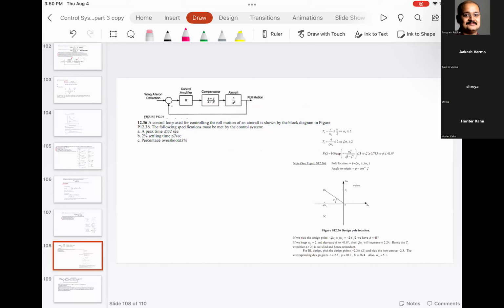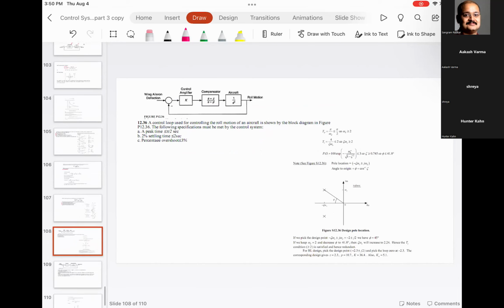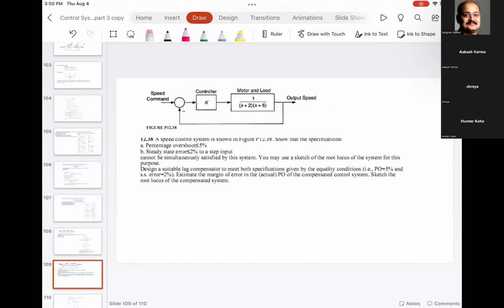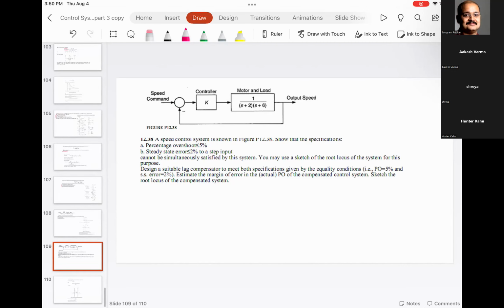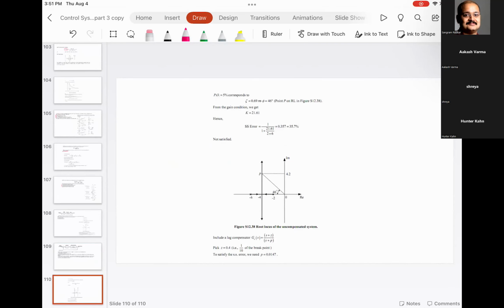And then there is one more problem, 12.36, which is again on compensator design. I have solved this problem by hand, but please try to work out this problem with the MATLAB tool that I showed you. If you have any questions, I will work this problem again in class next time. There is a last problem, which is a speed control problem, where we are designing the proportional control. You can do this complete problem using the root locus technique that I discussed in the last class. And please verify that these are the answers that you get.